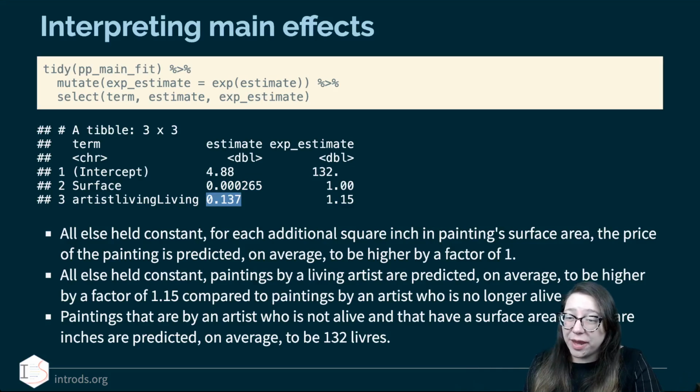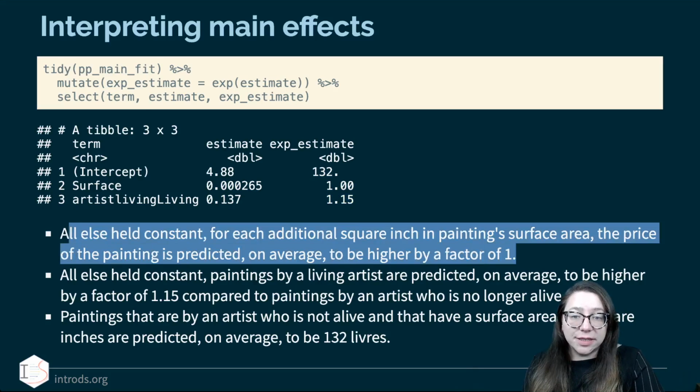Remember here that we are actually predicting the log price, so these numbers are all in log livres, which is not super meaningful. So what we've done here is exponentiate all of them: e to the power of 4.88, e to the power of the slope for the surface, and e to the power of the slope for artist living. The numbers we get are 132, 1, and 1.15. How do we interpret them?